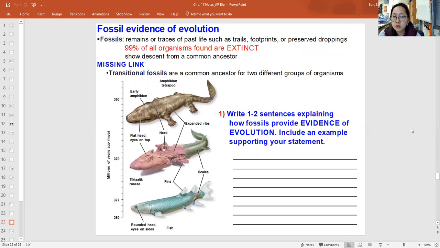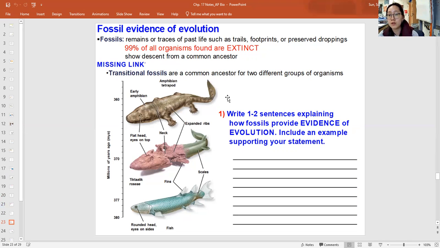We usually observe evolution from fossils because it's one of the easiest ways to. However, it's not the most conclusive way because there are mistakes or missing parts in the puzzle of fossil evidence. But fossils are remains or traces of past life, such as trails, footprints, or preserved droppings. And 99% of the organisms that we find as fossils are already extinct. And they help show us a descent from a common ancestor. There are missing links, though. There are transitional fossils from a common ancestor for 2 different groups of organisms, and sometimes you can't find them.